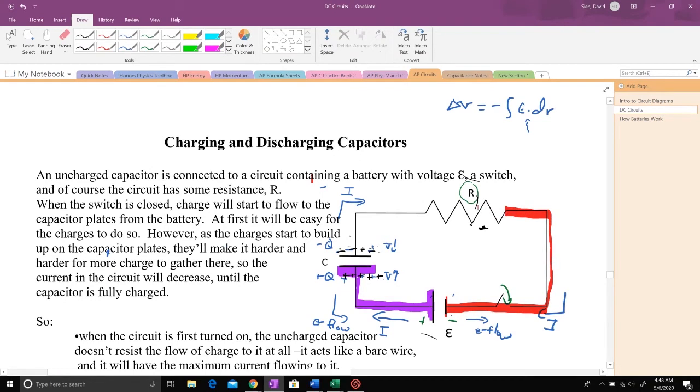You say, but wait a minute, aren't I going to lose energy when I go through the resistor, right? Well, the thing is, at the end, there's no more flow through the resistor. And that means there must not be an energy change. So this is all at that same V value.